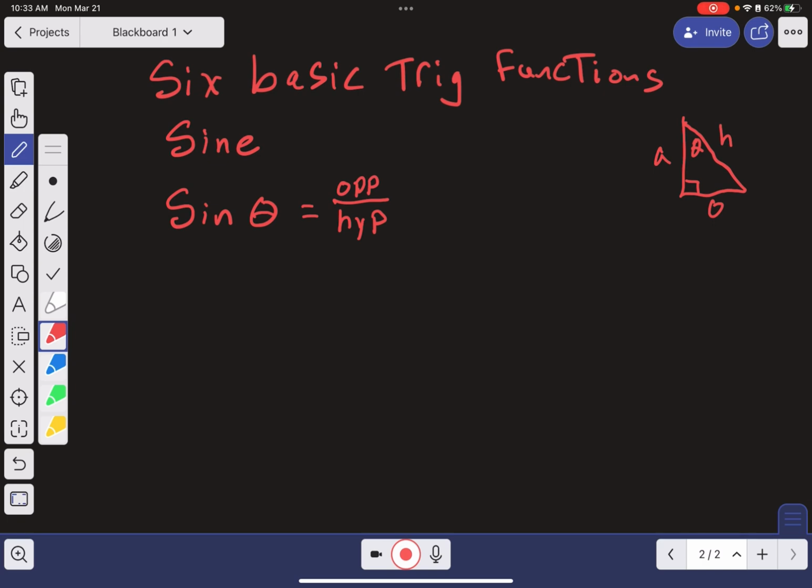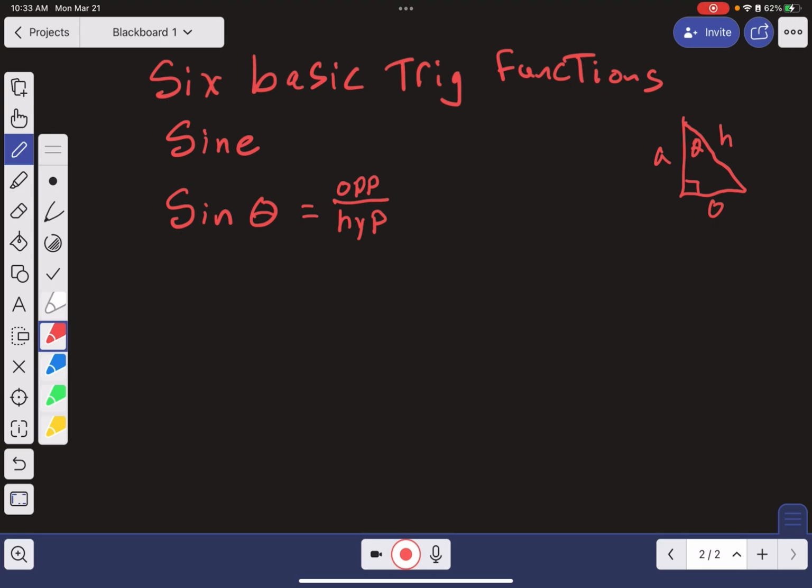Okay, so if I have a plane that's flying up in the sky and I know how high that plane is flying, and I know how far away it is, I can find this what we call angle of elevation by using one of these ratios. Not necessarily the sine ratio, but one of these ratios. So that's our sine ratio.